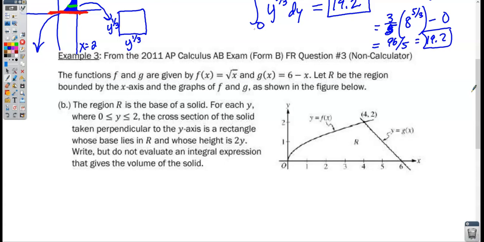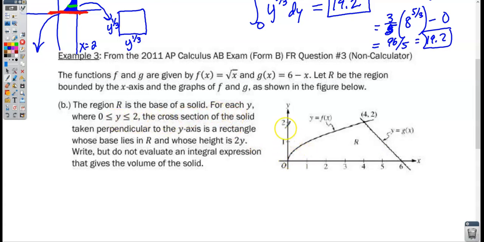The region R is the base of a solid. For each y, between y equals 0 and y equals 2, the cross-section of the solid taken perpendicular to the x-axis is a rectangle, whose base lies in R and whose height is 2y. Write, but do not evaluate, an integral expression that gives the volume of this solid. So first of all, this region R forms the base of our solid. So you can imagine our solid coming out of the paper or out of the screen, where the base of the solid sits in this region R.